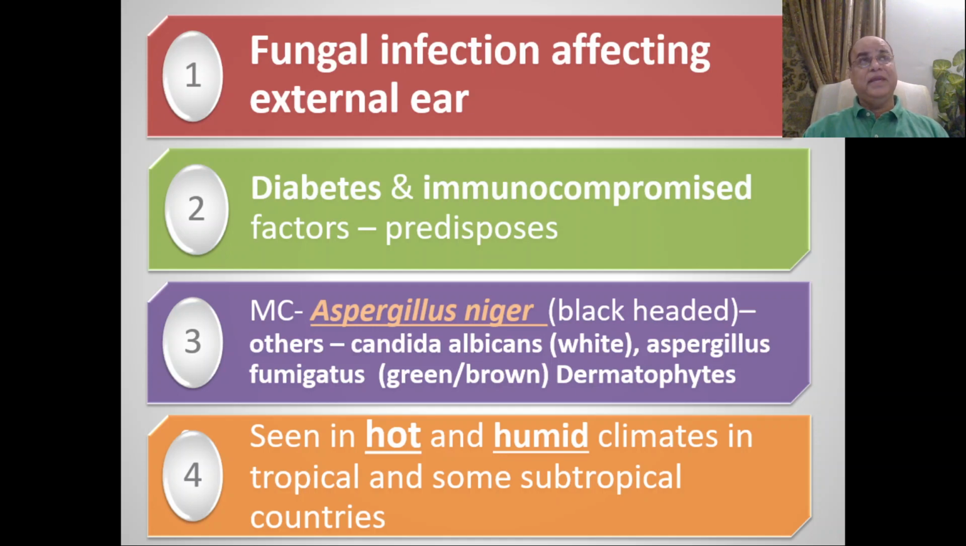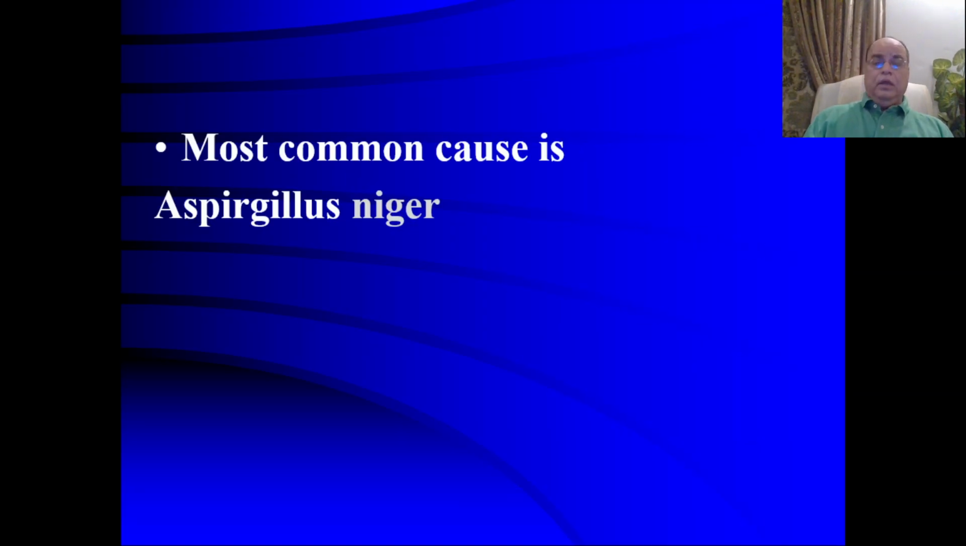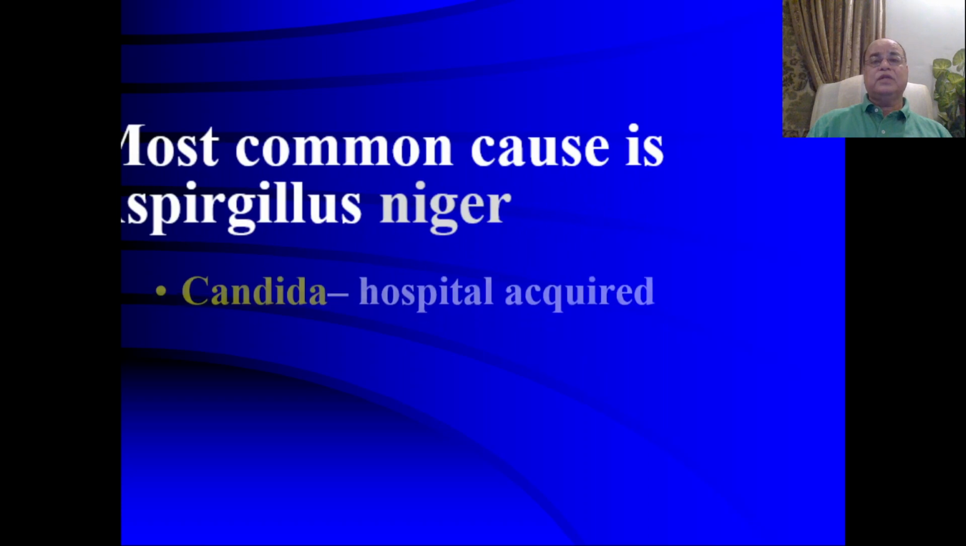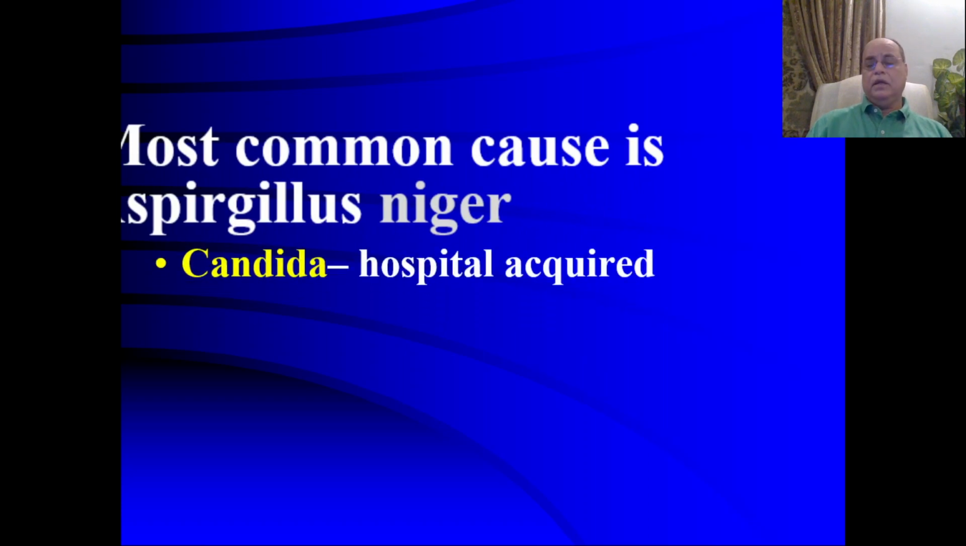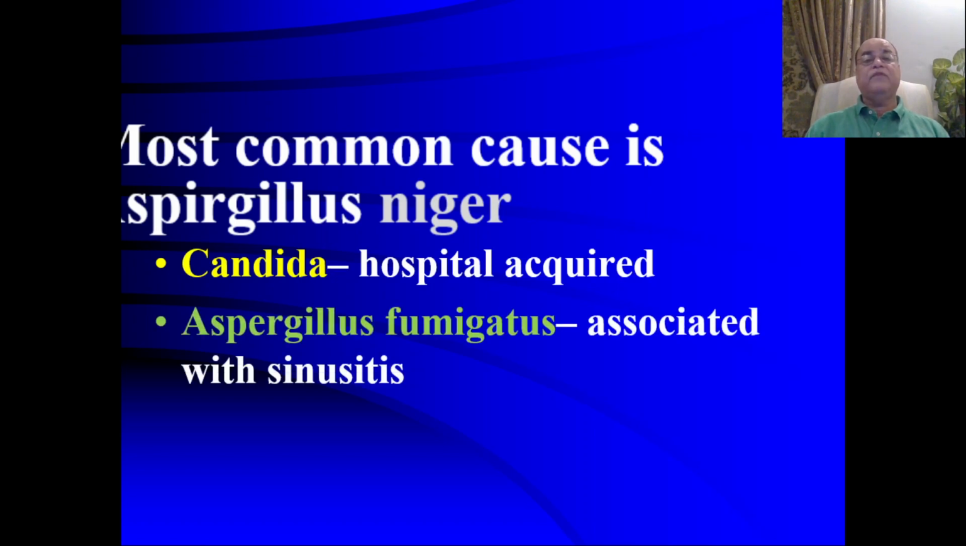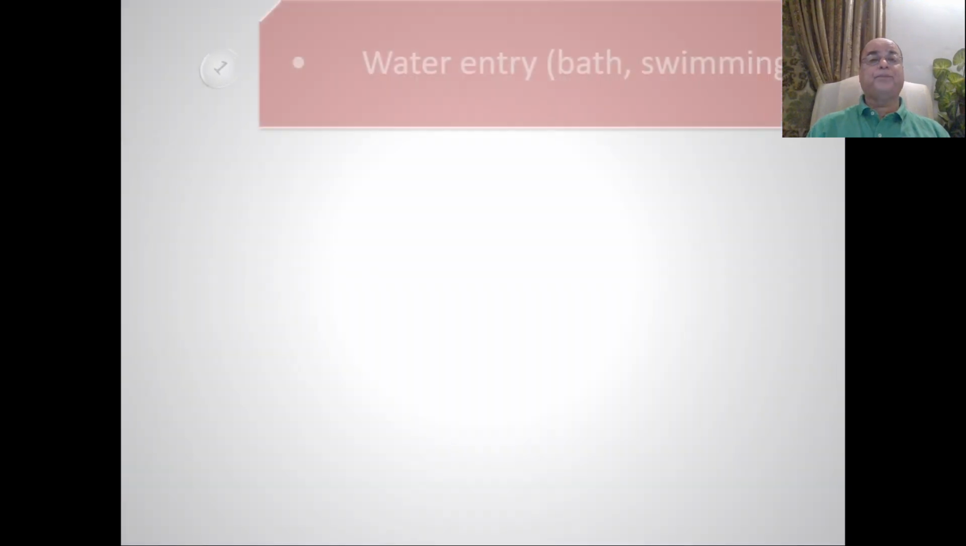Then Candida albicans can also be a causative agent for this type of fungal infection, or other fungi like dermatophytes can also cause it. Usually these fungal infections are seen in hot and humid climates in tropical and some subtropical countries. So the most common cause, as I told you, is Aspergillus niger. Then in hospital acquired cases, candidal infection can be there, and in patients who have sinusitis, the fungal infection may be due to Aspergillus fumigatus, and other fungi can also be involved.